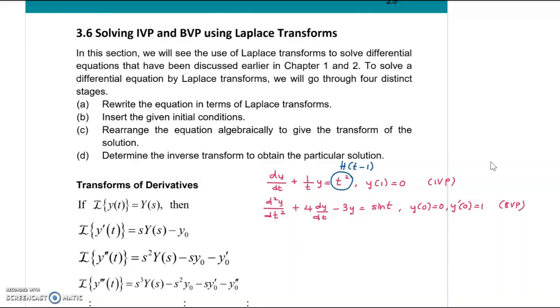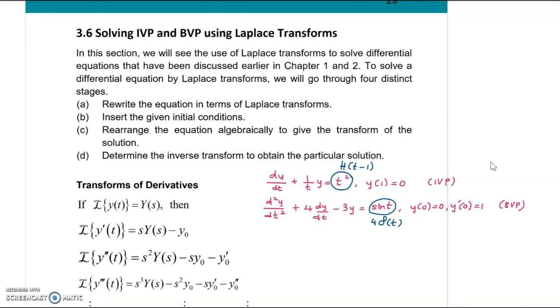Then what we have learned in chapter 1 is not applicable here. The linear solution procedure is not applicable to this problem. Same thing, if the sine t here is, for example, 4 delta t, then we cannot use the method of undetermined coefficients here. Most likely we will use the Laplace transform.